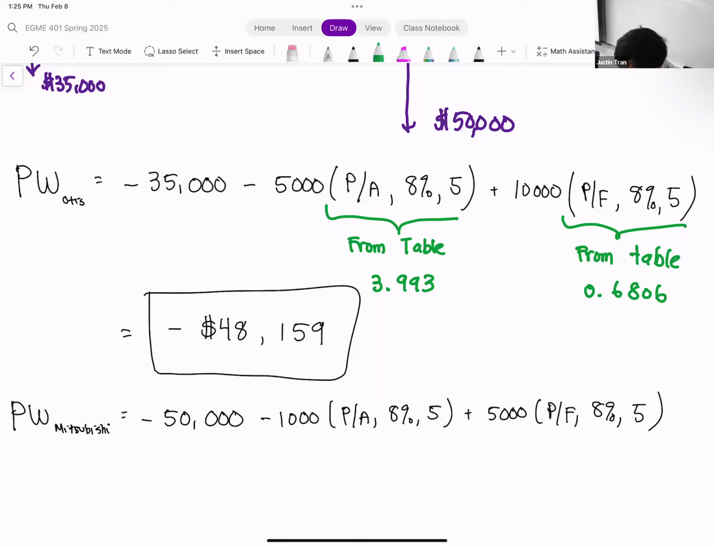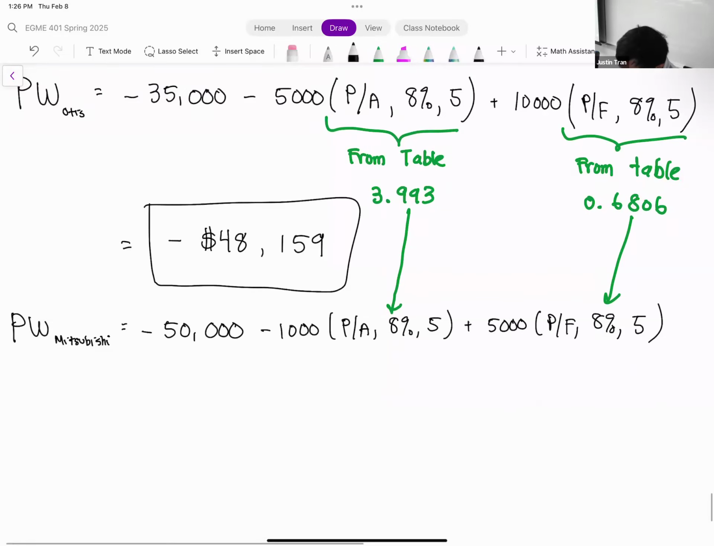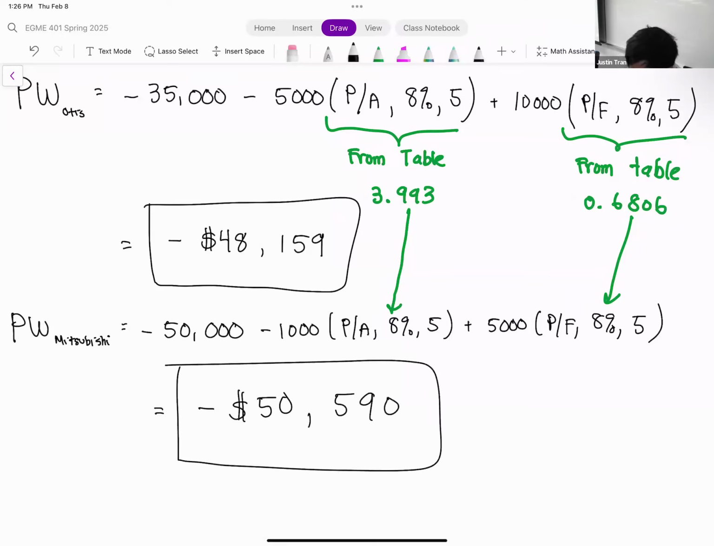All right. But since these are the exact same conversion factors as above, we can go ahead and just plug that into our equation here. So for the P over A factor, we're going to plug in 3.993. And then for the P over F factor, we're going to plug in 0.6806. And so we plug all this in, and what we get is minus 50,590.